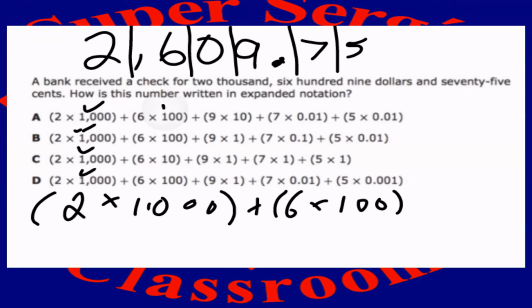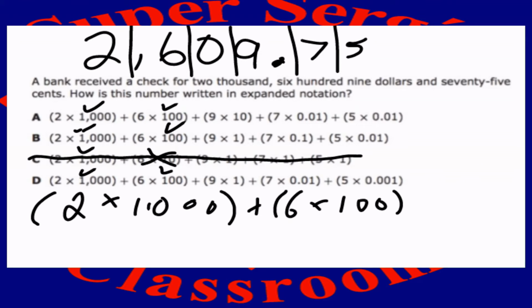So A has 6 times 100. B has 6 times 100. C has 6 times 10. Wrong. Nope. Once that is done, I cross out C. I'm not going to worry about C, right? So my possibility of getting it right went up from 25% to 33%. So I am much closer to getting it correct. And let's check D. D has 6 times 100, right?